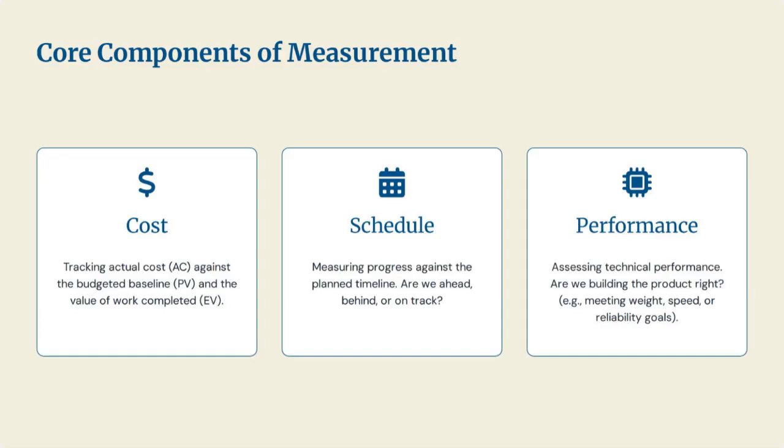Second, schedule. Is the project on time? This component measures progress against the planned timeline, determining if the project is ahead, behind, or on track. And third, performance. This is the technical side. Is the product being built correctly? Is it meeting the required specifications, like weight, speed, or reliability? It doesn't matter if a project is on time and on budget if the resulting product doesn't work. All three are needed to get a complete picture of project health.